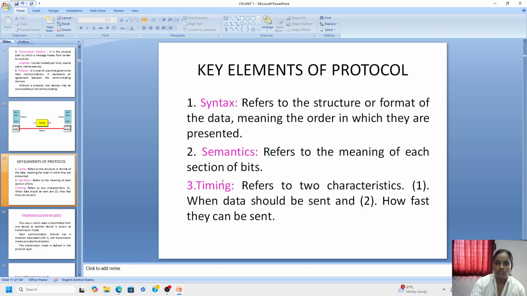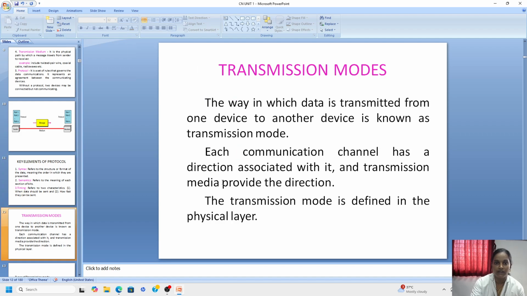Next, the key elements of the protocols. So these are all the key elements: syntax, semantics, and timing. Syntax provides the structure of the data while you are performing data communication. Semantics is the interpretation of the bits. Timing is the duration of data being transmitted from one end to another end.